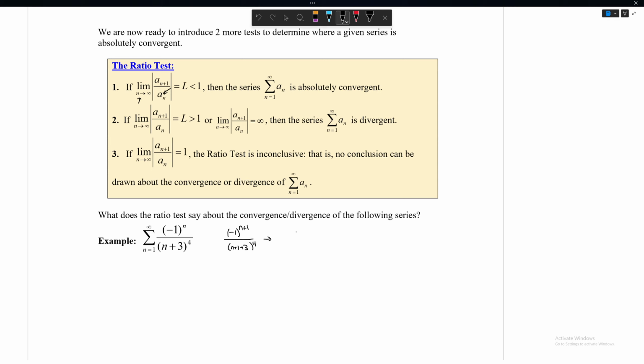Now what this will turn into is negative 1 to the n plus 1, all over n plus 4 to the power 4, right? Now what you want to do is divide by the bottom. This is not given, by the way, so do know this. Then you divide by the bottom, which is just a_n. What's your a_n? It's this one right here.